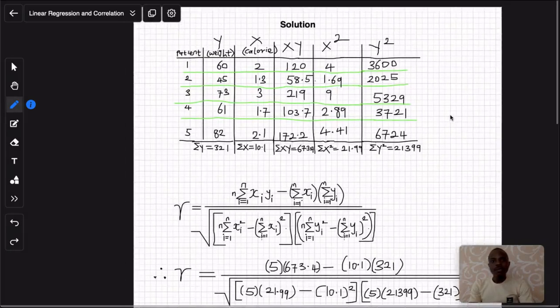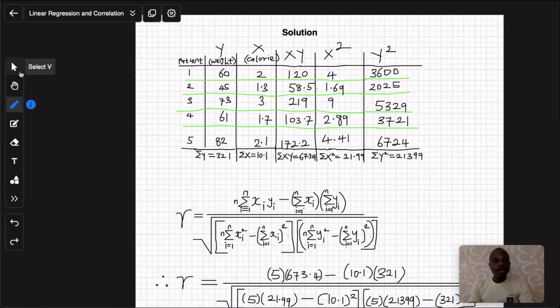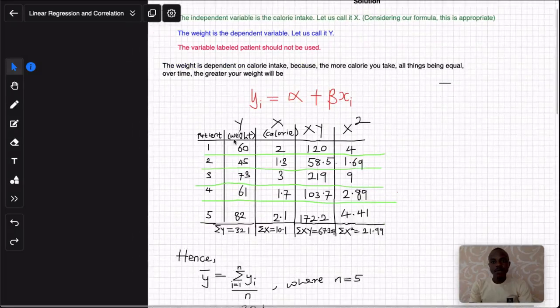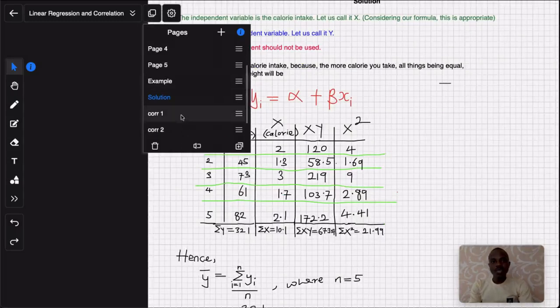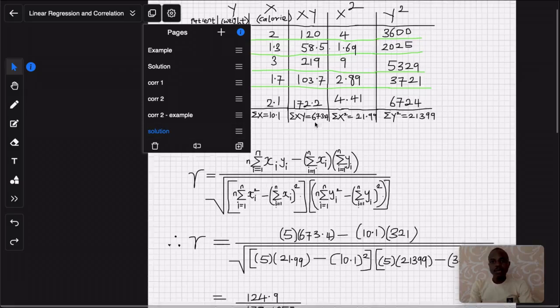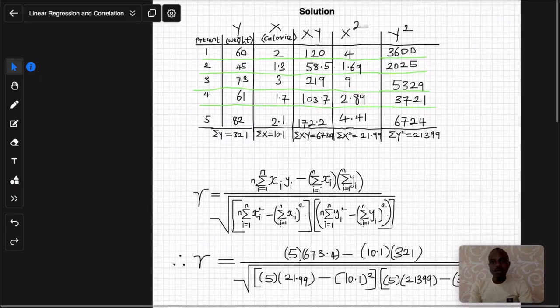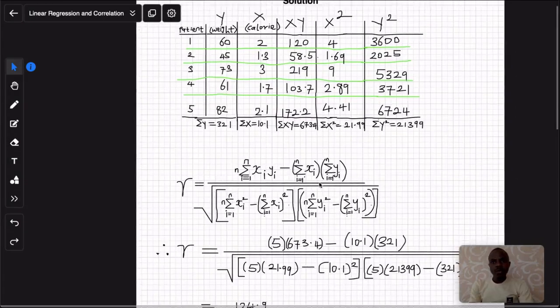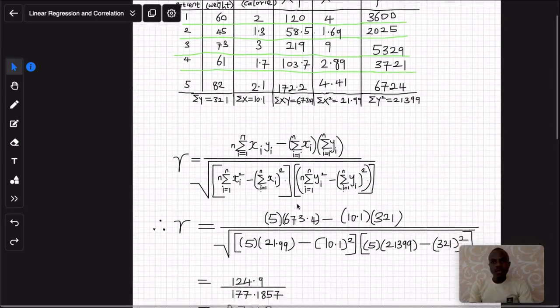So it's not looking very different from what we did when we wanted to obtain our regression coefficients, except that y square was not there. Going back, you see that we had y, x, xy, and x square. But this time around, we're having y square also. So that's the difference between the two. Now we obtain all the sums, and then we move on.